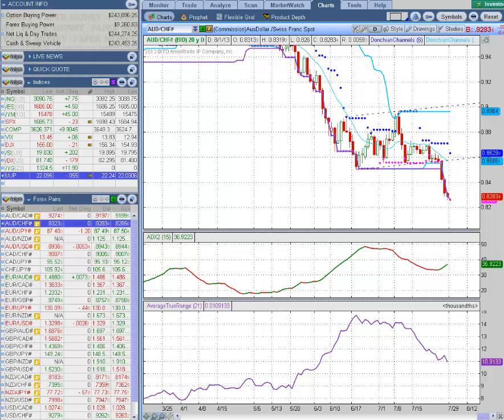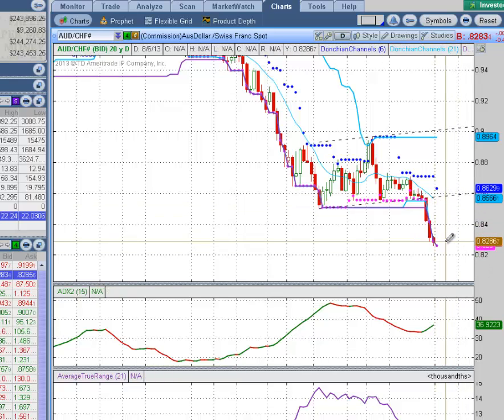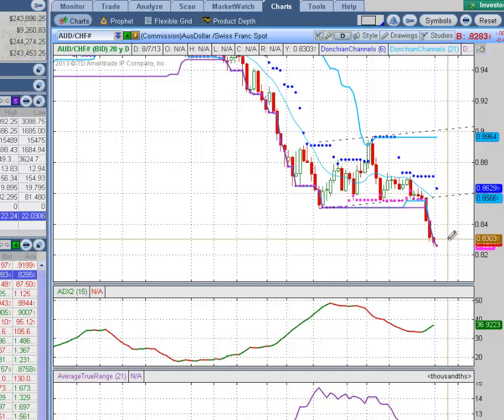Let's look at the other 3 Forex pairs that came up on the potential pairs to trade. Here's the chart for the Aussie dollar Swiss franc. Because of this movement, we would like to see some consolidation before considering it for a trade.